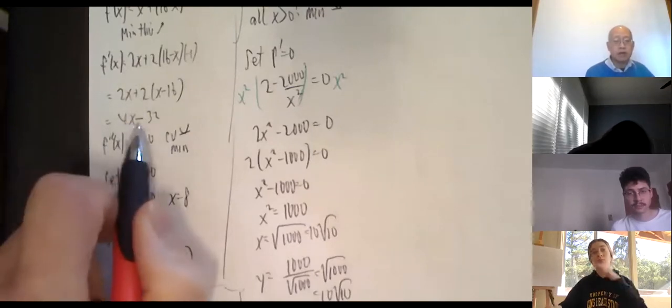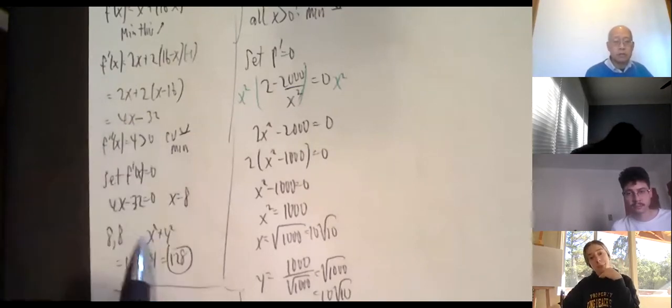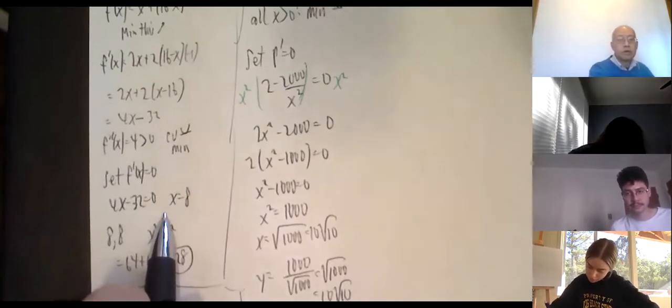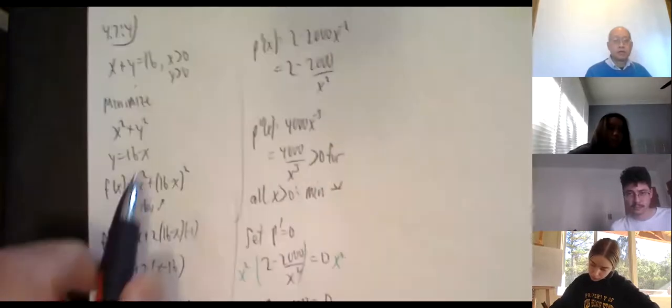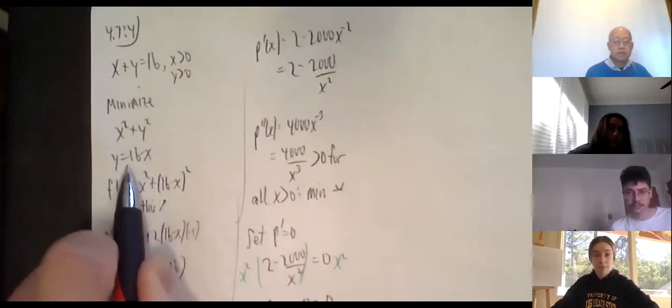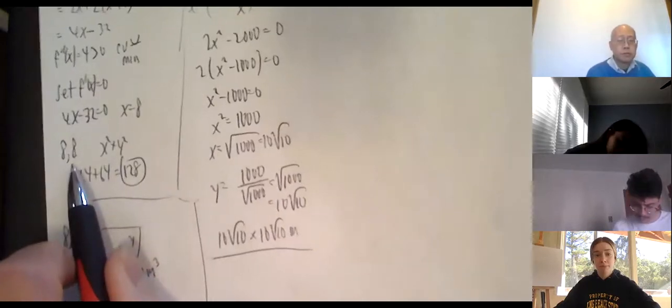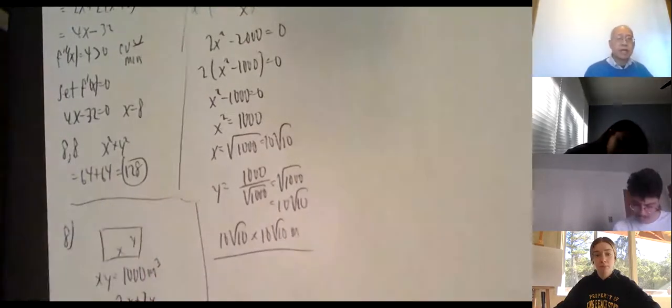Okay, so set f prime equal to 0. That's pretty easy. 4x minus 32 equals 0. X equals 8. So if x is 8, what does it mean? Y, 16 minus 8, also 8. So the two numbers are 8 and 8.